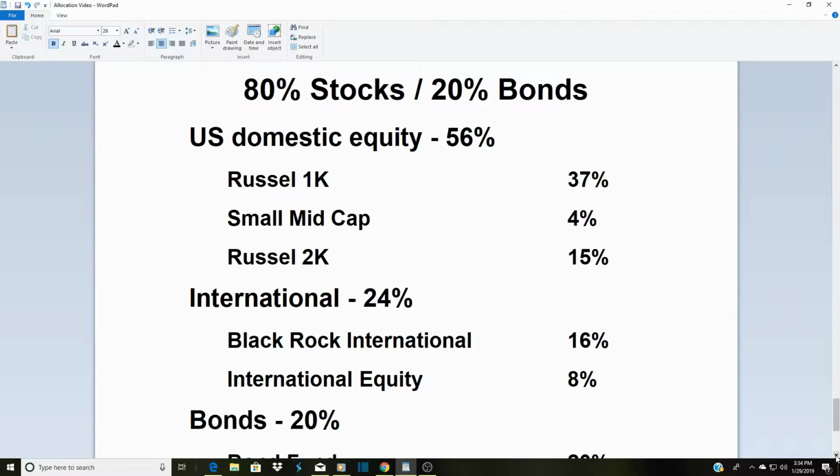Now, if you actually do the calculation on my portfolio, the U.S. domestic equity, the 37% in the Russell 1000 is actually 2/3 of my portfolio. So I do have a pretty heavy weight to the Russell 1000. But as I said again, I am tilting for the Russell 2000, so that's why the Russell 1000 is lower and the 2000 is higher in my portfolio.